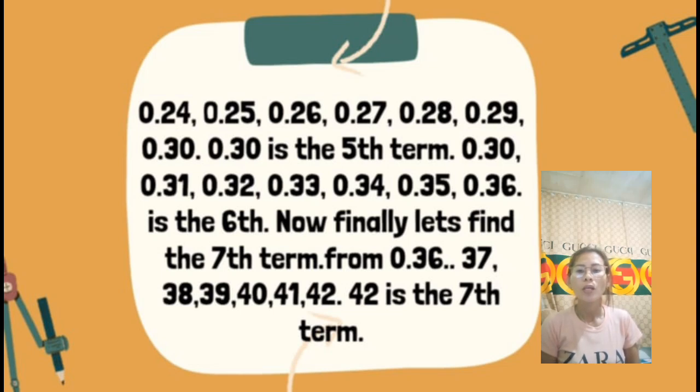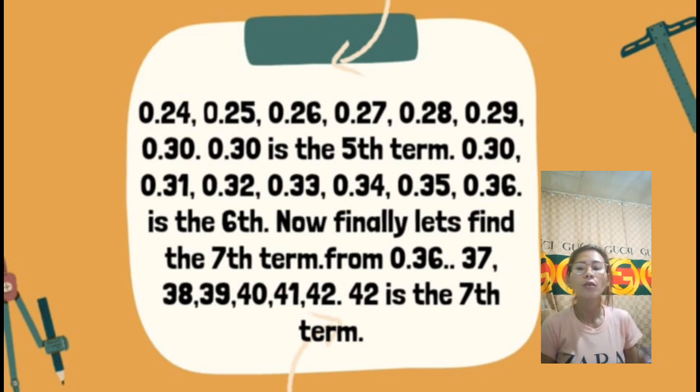Another example, 0.6, 0.12, 0.18, 0.24. So, pangitaon gihapon nato ang ikapito nga term numbers. So, start counting from 0.24, 0.25, 0.26, 0.27, 0.28, 0.29, 0.30, and 0.30 is the fifth term.